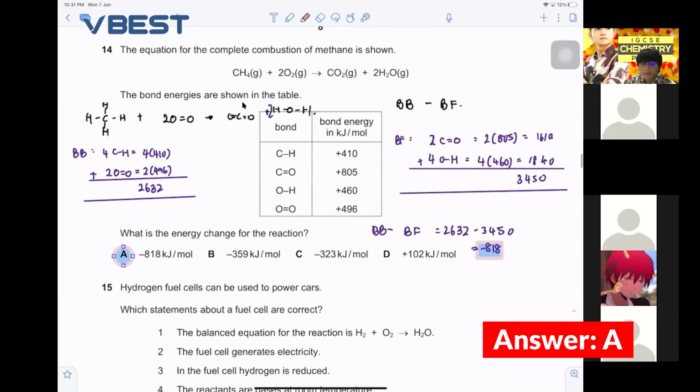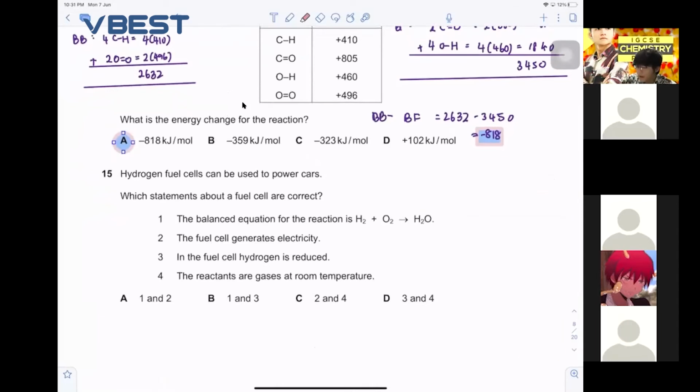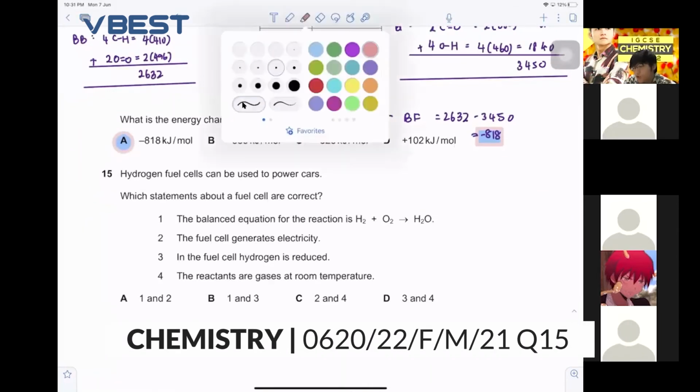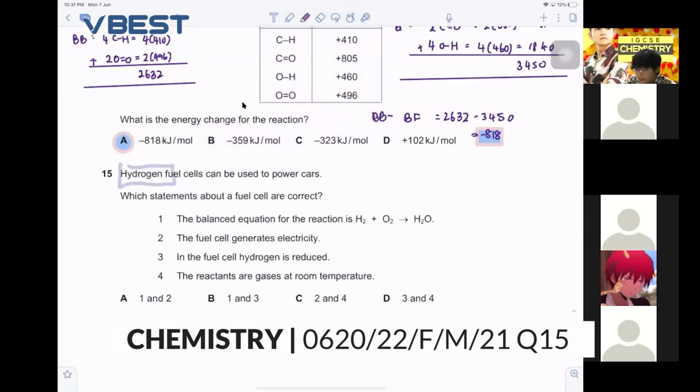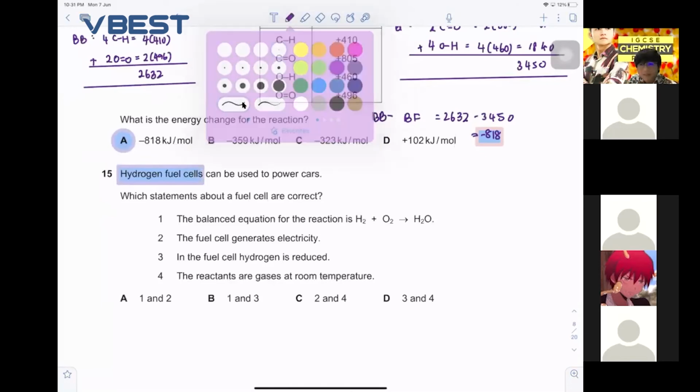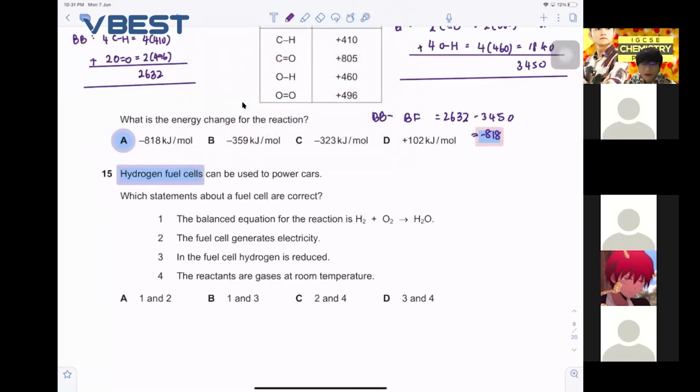Sexy. I'm in love. Okay, so next, hydrogen fuel cell. Guys, I'm not so sure you know this. Hydrogen fuel cell, it's basically a lot of scientists are actually spending a lot of money figuring out this hydrogen fuel cell. Maybe next time the car might be able to be powered by hydrogen fuel cell.